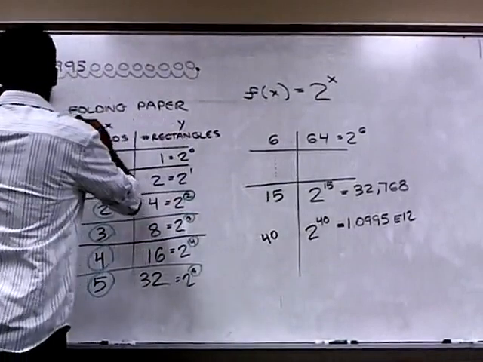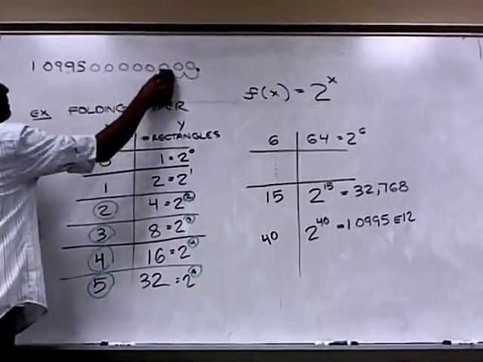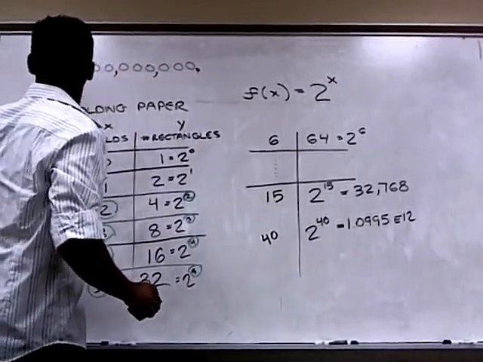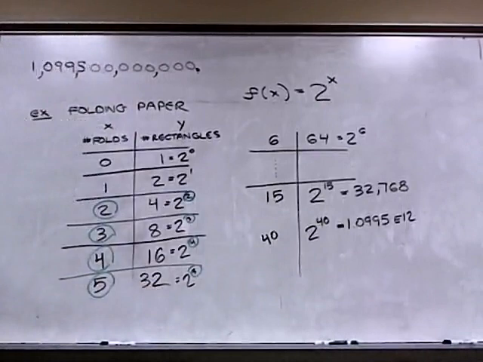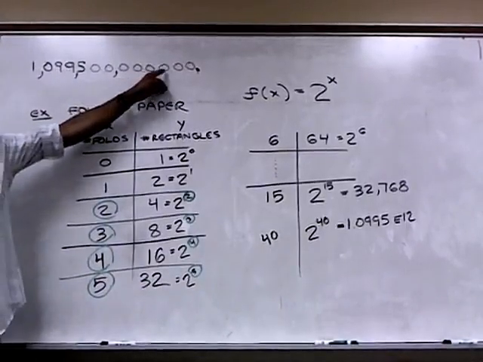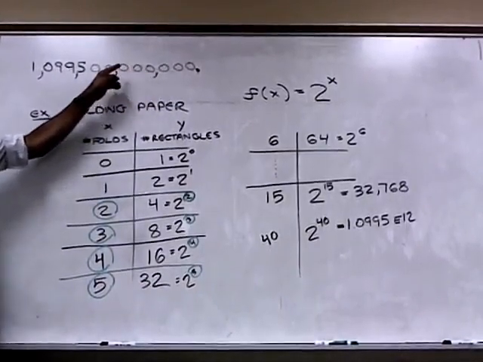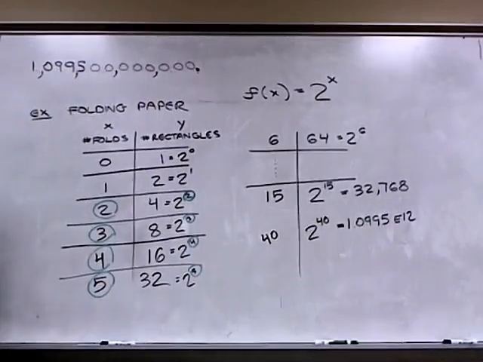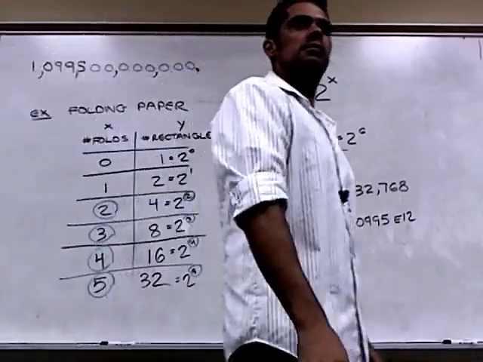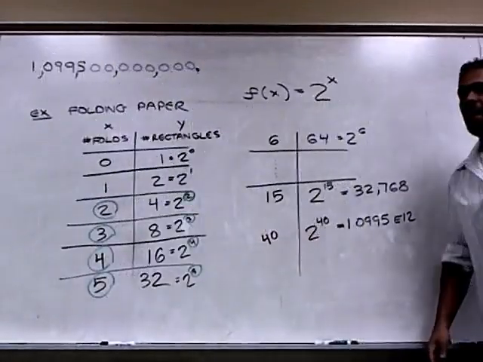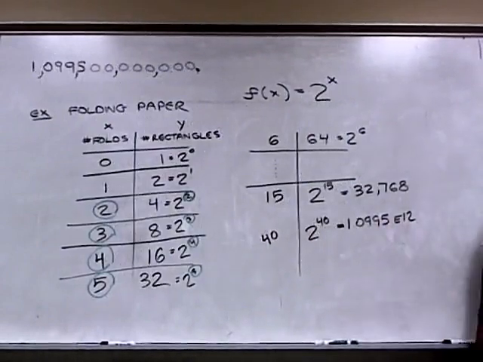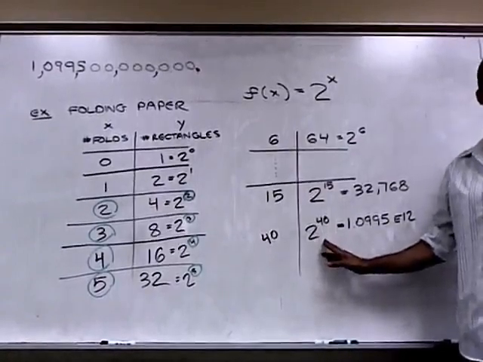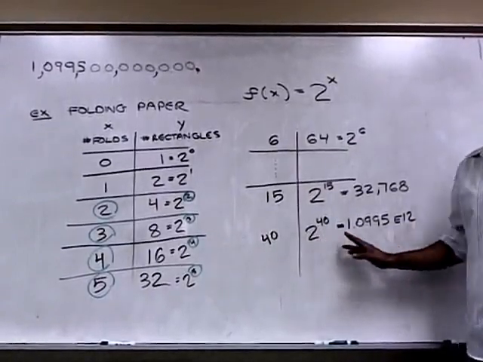Okay, this decimal is gone. Comma, comma, comma, comma. All right, what is this? This is thousands, right? This is millions, billions, trillions. So if you could fold the paper 40 times on itself, you would have roughly 1 trillion rectangles. And that's just plugging in 40, right? That got big really fast, didn't it?